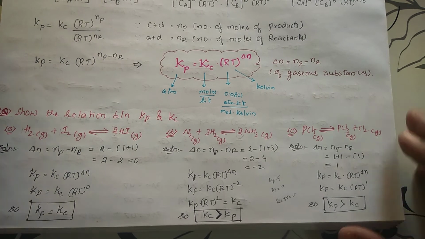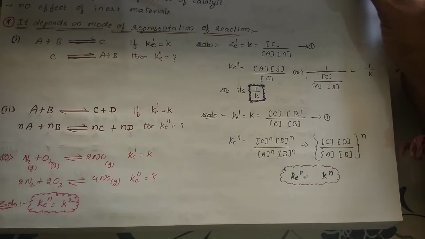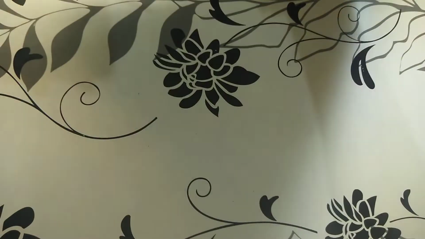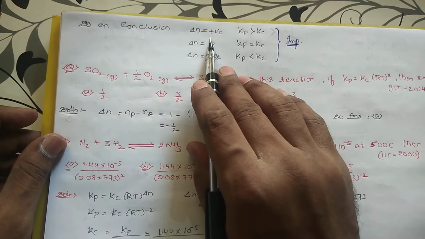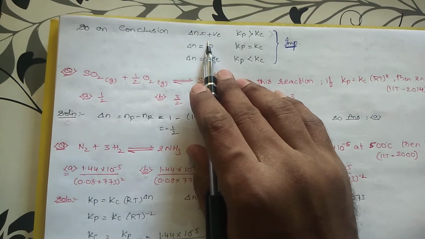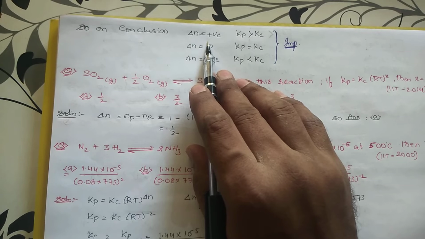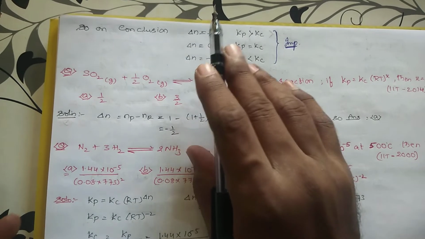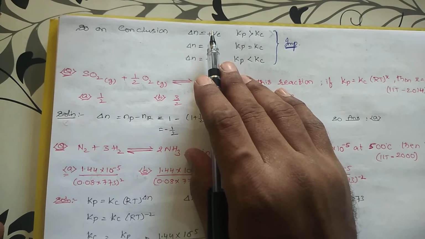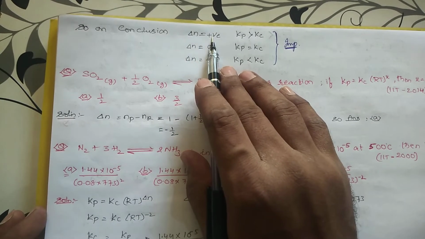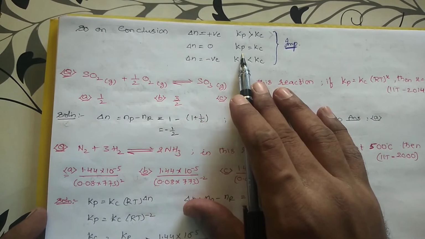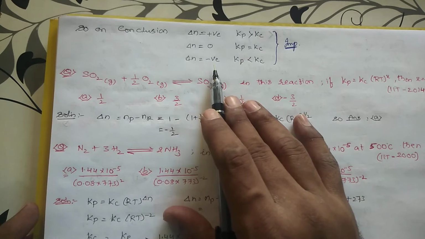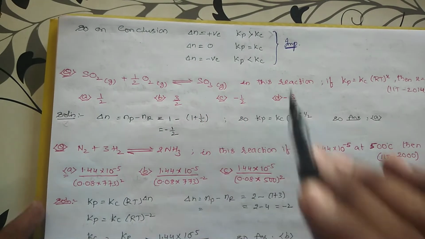So in a simple way, it can be noted in this form. Delta n is nothing but the number of moles of products minus the number of moles of reactants which are in gaseous state. Whenever delta n is positive, Kp is greater than Kc. Whenever delta n is 0, Kp is equal to Kc. Whenever delta n is negative, Kp is less than Kc.